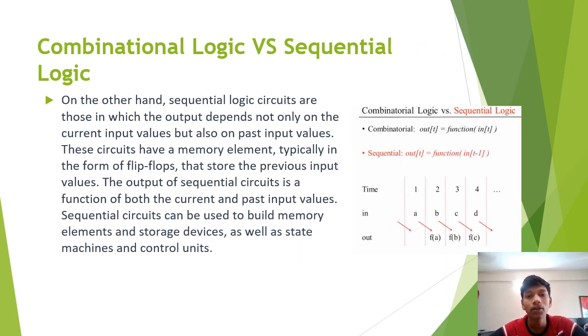Next, we can go to sequential logic. Sequential logic is not like combinational logic. Here the output depends on the past input values. If the past input value is A, then the output will be f of A in the next time interval. Generally, these circuits use memory elements, typically flip-flops, to store the previous input values. Sequential logic can be used to build memory elements or storage devices.